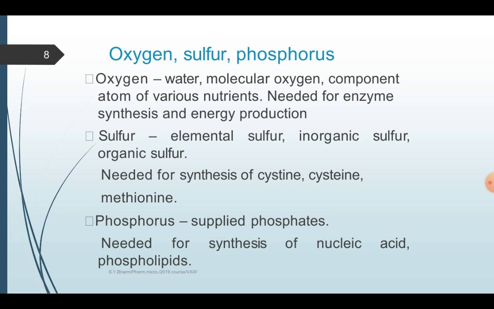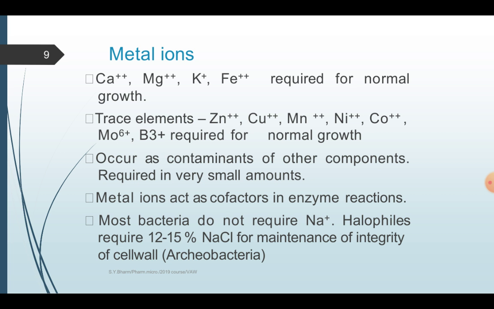Water, molecular oxygen, component atoms of various nutrients needed for enzyme synthesis and energy production. Sulfur, inorganic sulfur or organic sulfur, is needed for synthesis of cysteine and methionine. Phosphorus, supplied as phosphates, is needed for synthesis of nucleic acids and phospholipids. Metal ions: calcium, magnesium, potassium, and ferrous are required for normal growth. Trace elements are zinc, copper, manganese, nickel, and molybdenum.